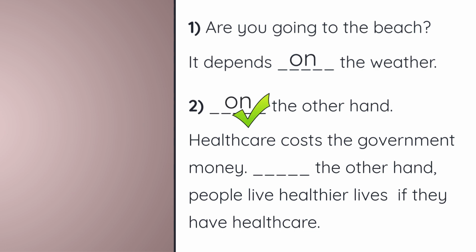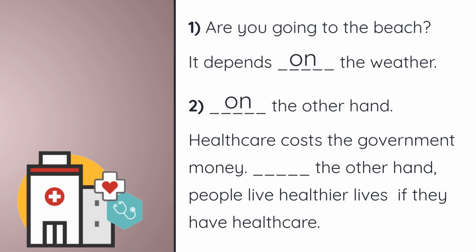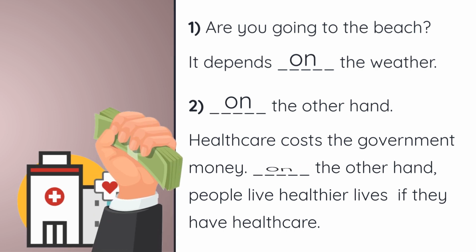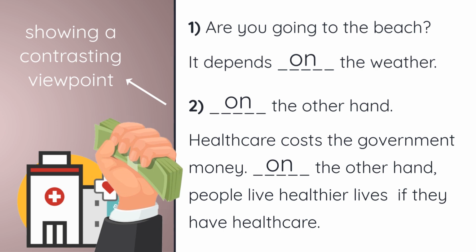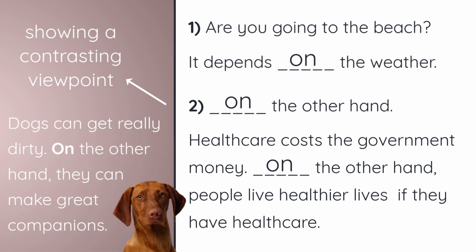Okay, let's look at an example. Healthcare costs the government money. On the other hand, people live healthier lives if they have healthcare. So we use on the other hand when we are showing a contrasting viewpoint. So we are showing both sides of an argument. Okay, for example, I might say, "Dogs can get really dirty. On the other hand, they can make great companions." So I'm showing two different sides of an argument.